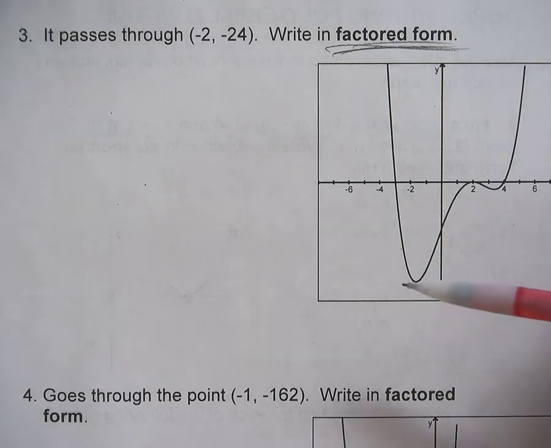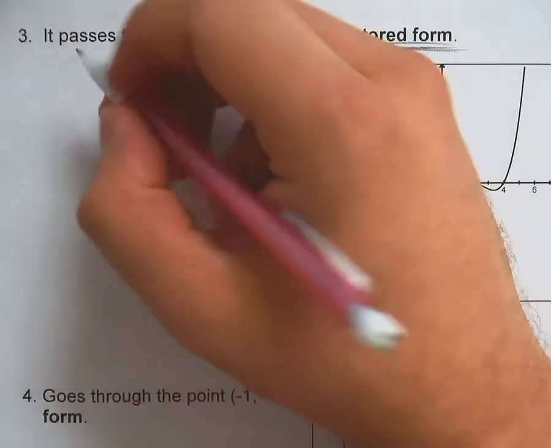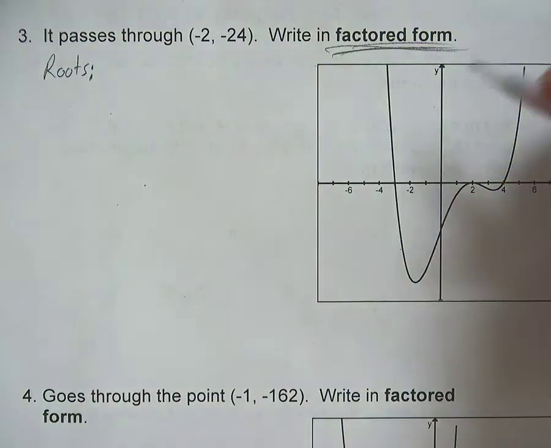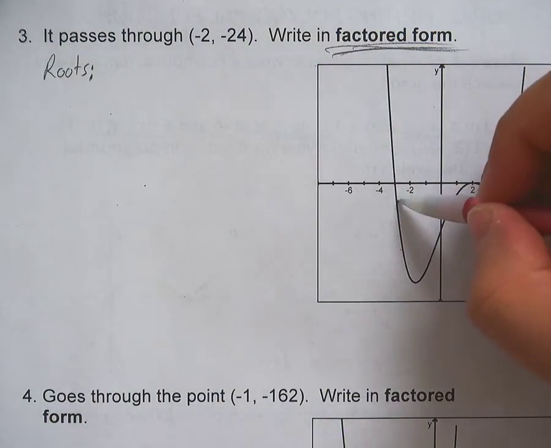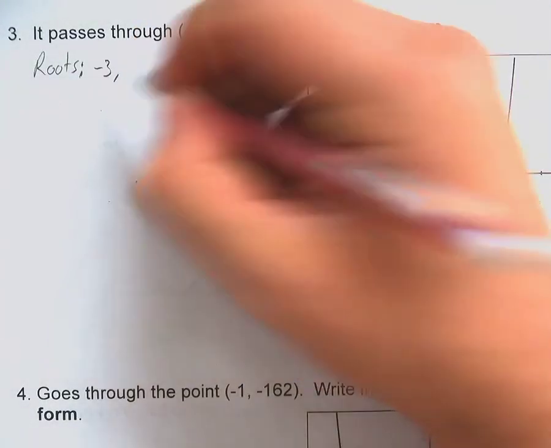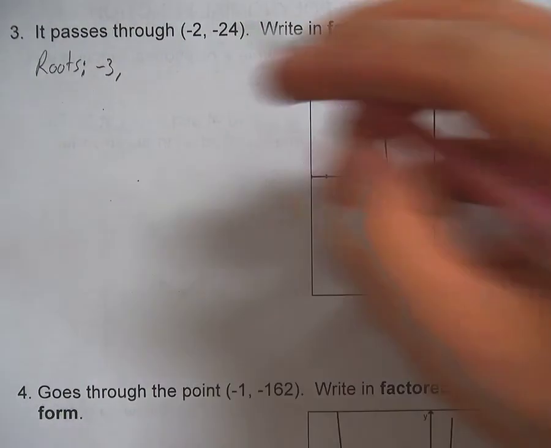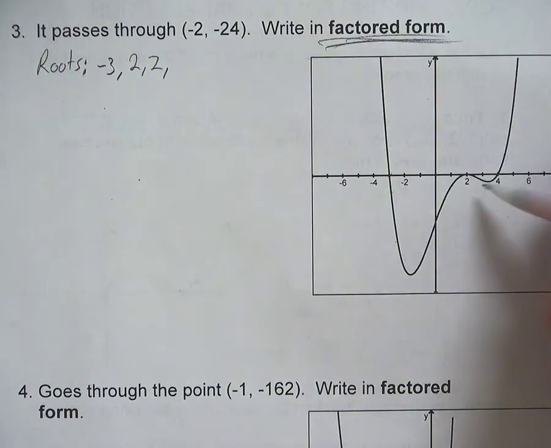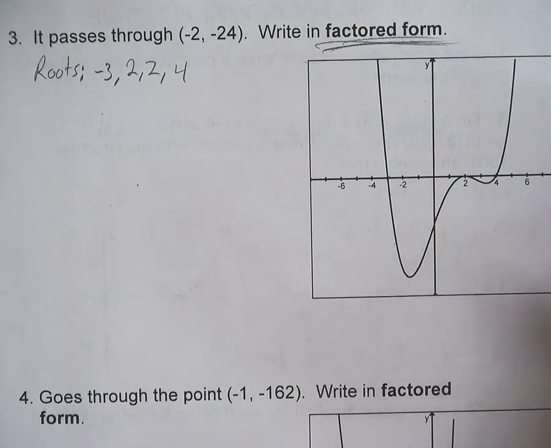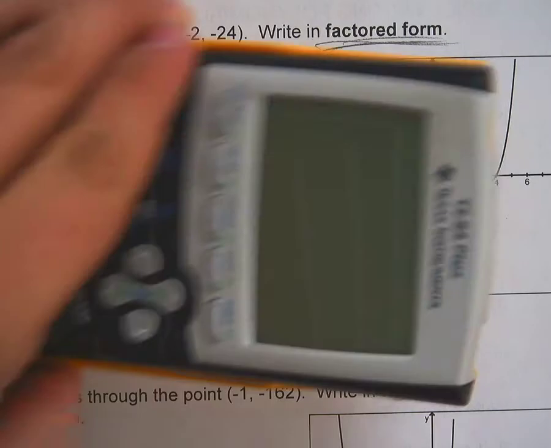Sorry about that. So number 3, passes through negative 2, negative 24. Write in factored form. So good, I get to leave this one alone. That's what I get for not reading directions. So first, zeros, also known as the roots. I've got passing through, not changing concavity, so it's a single root at negative 3. Work my way to the right. Double root at 2. And looks like a single root at 4. I know that because it doesn't change concavity.